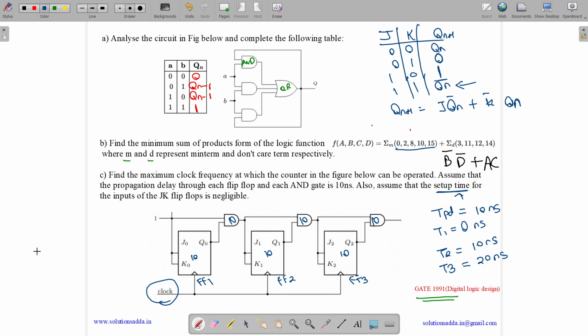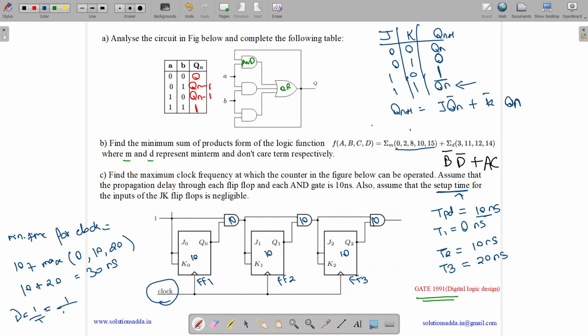So here, what is the minimum time for clock? It is equal to 10 nanosecond for the propagation delay plus the max of all the gate delays, max of 0, 10 and 20. So time for clock is 10 plus 20, which is 30 nanoseconds. So frequency is equal to 1 upon time, which is 1 by 30 nanosecond, which is equal to 33.33 megahertz. So this is the frequency. So the answer is 33.33 megahertz.